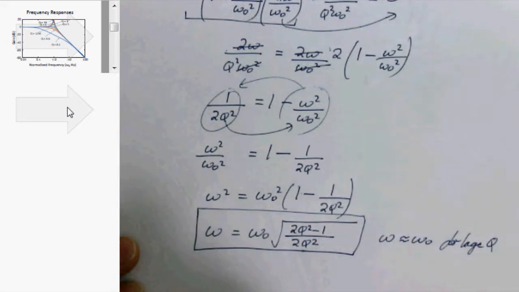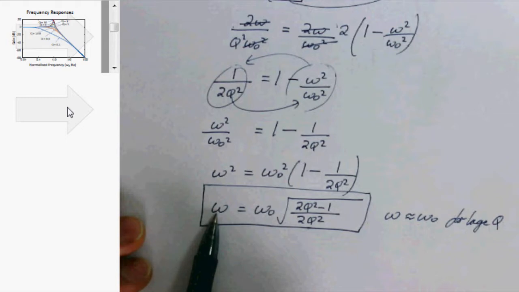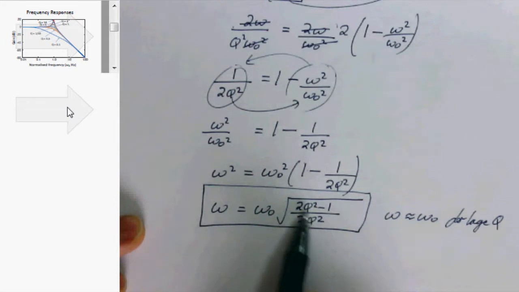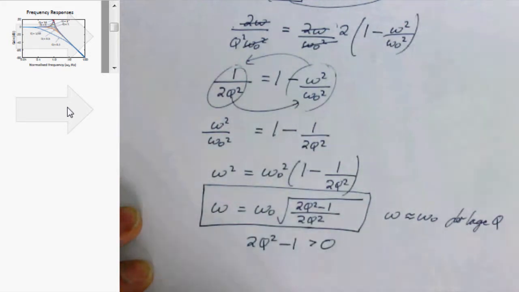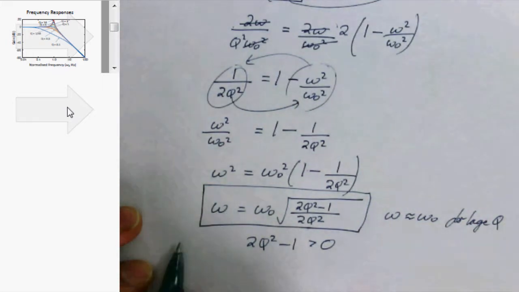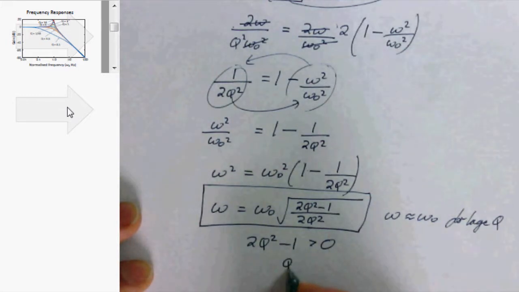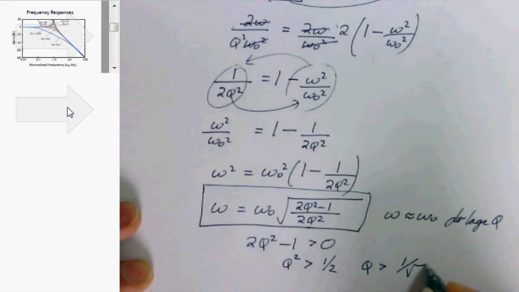frequency itself. Now, there's something a little interesting that's hidden in this equation, and that is this frequency here. We know it must be real, which means that this term here must be real, which means that 2q squared minus 1 must be greater than 0. Otherwise, we're not going to have any real frequency that would give us a maximum. And that means that q squared has got to be greater than a half, or q greater than 1 over root 2.